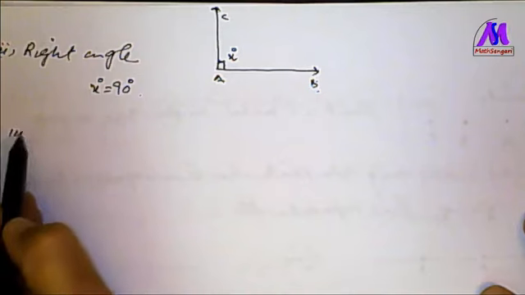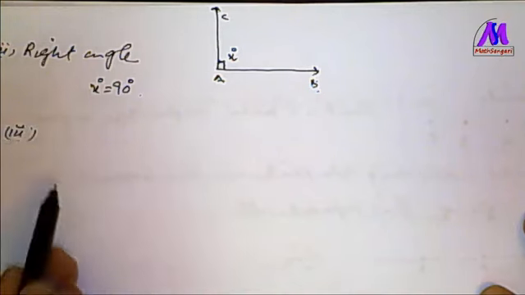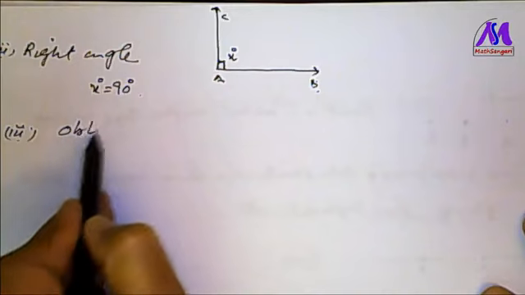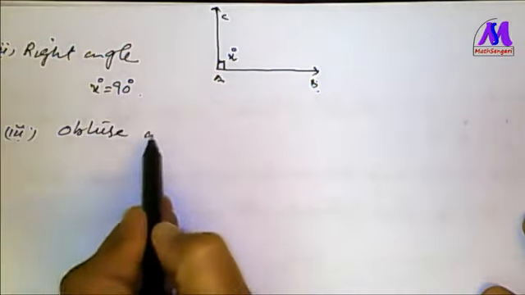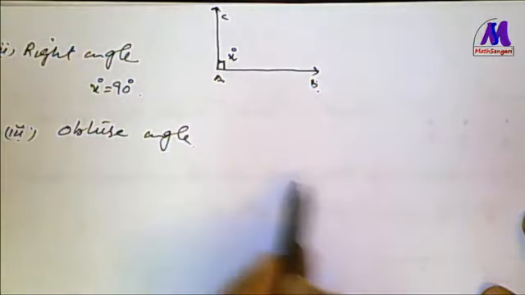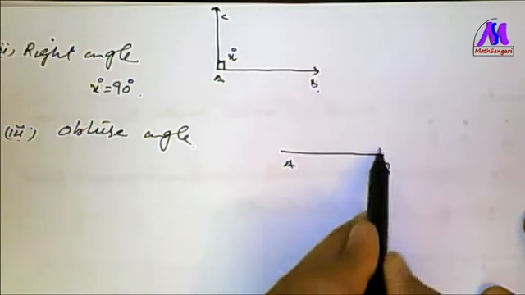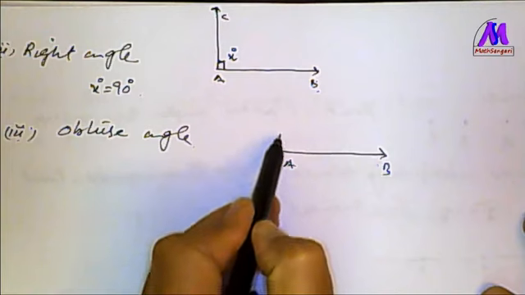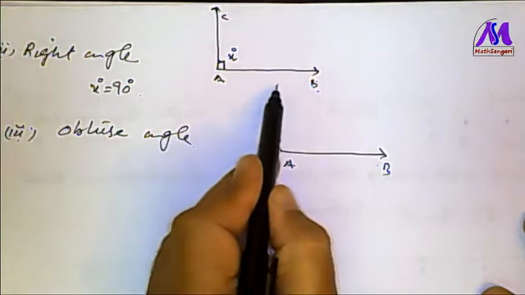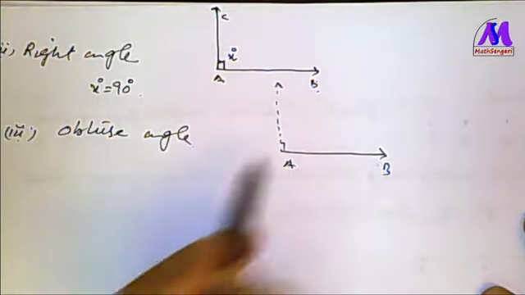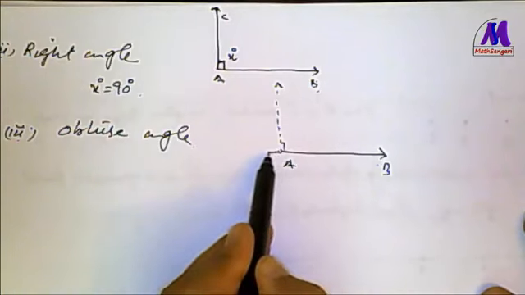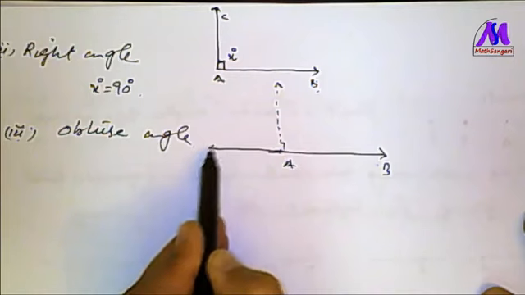Then the third type of angle. What is the third type? Obtuse angle. Remember, for example, ray AB, and here is the perpendicular, 90 degrees, and again on the other side, to the left side, if the line extends to this one, up to this one.